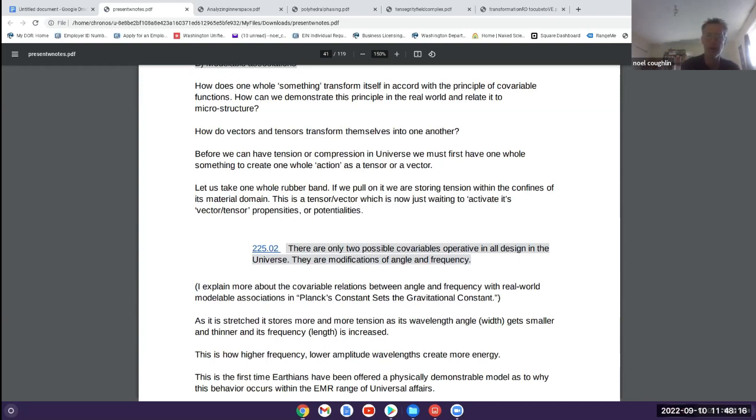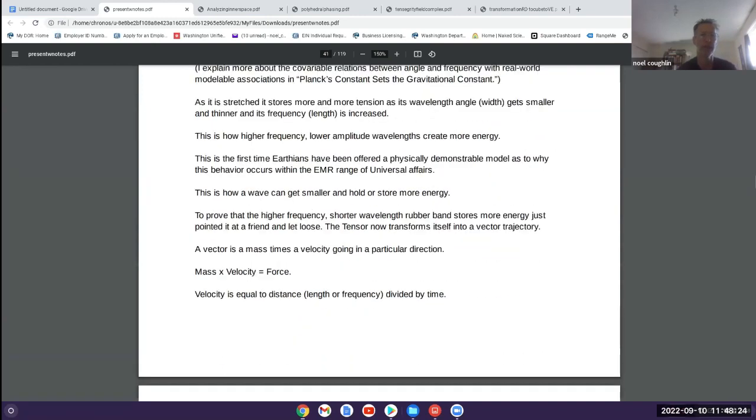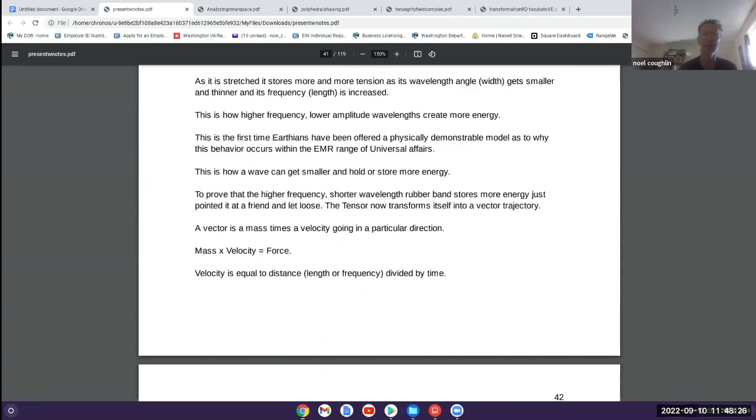With two possible covariables operative in all design in the universe, there are modifications of angle and frequency. As this rubber band is stretched, it stores more and more tension as its wavelength, angle, width gets smaller and thinner, and its frequency length is increased. This is how higher frequency, lower amplitude wavelengths create more energy. This is the first time Earthians have been offered a physically demonstrable model as to why this behavior occurs within the EMR range of universal affairs. This is how a wave can get smaller and hold or store more energy.